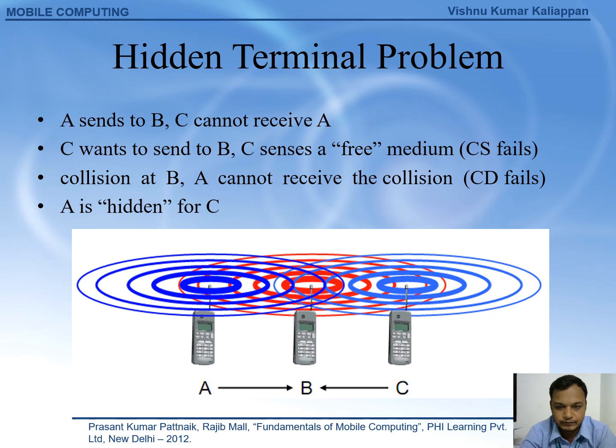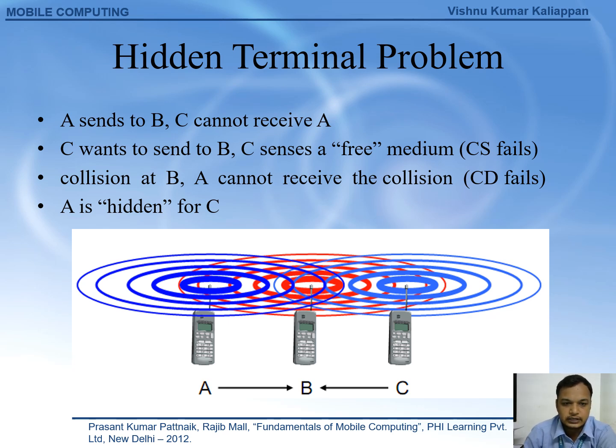C senses a free medium, because when node C is trying to send the data to B and node A is sending the data to B, the transmission medium is available in this portion as well as in that portion. Even though it is a wireless medium, it is available. But when the receiver receives the data from both node A and node C, there is a possibility of collisions at the time of receiving. So that is called the hidden terminal. Node A is a hidden terminal for C, and vice versa.